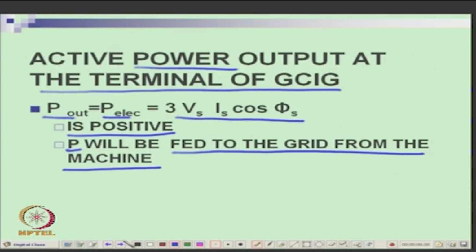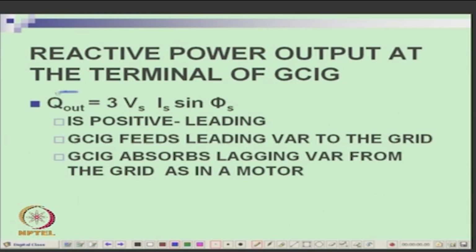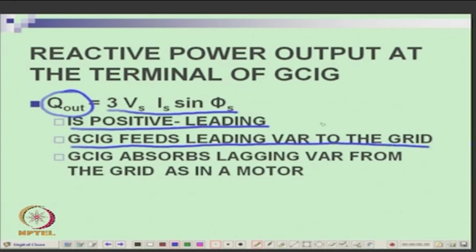Then Q out will be 3 Vs Is sin phi s, which is positive and leading. So, the generator feeds leading var to the grid, which means it absorbs lagging var from the grid as in the motor, there is no change.